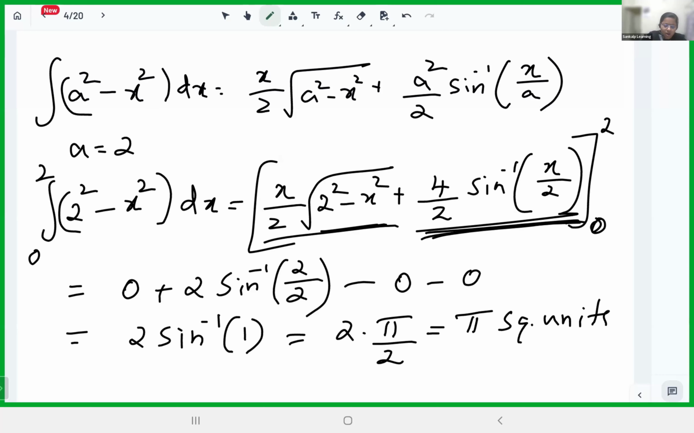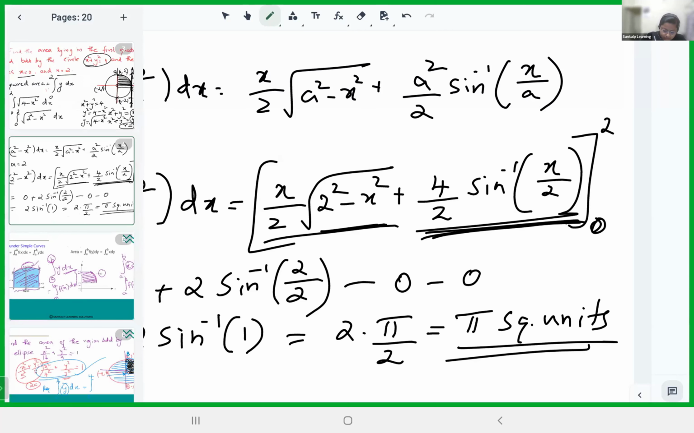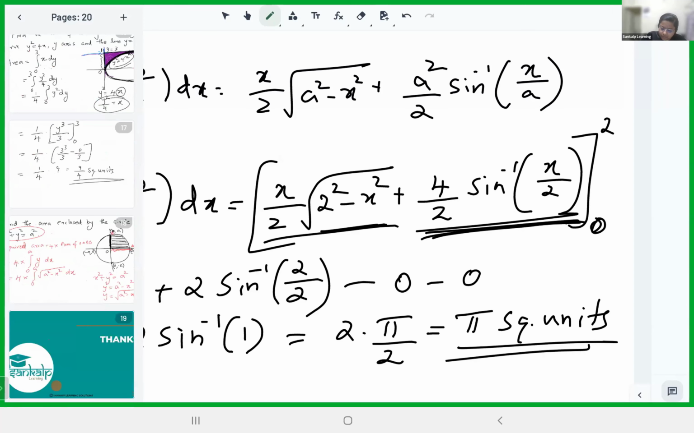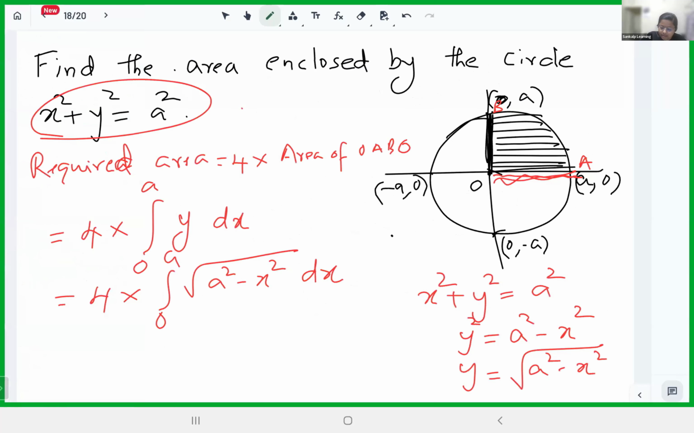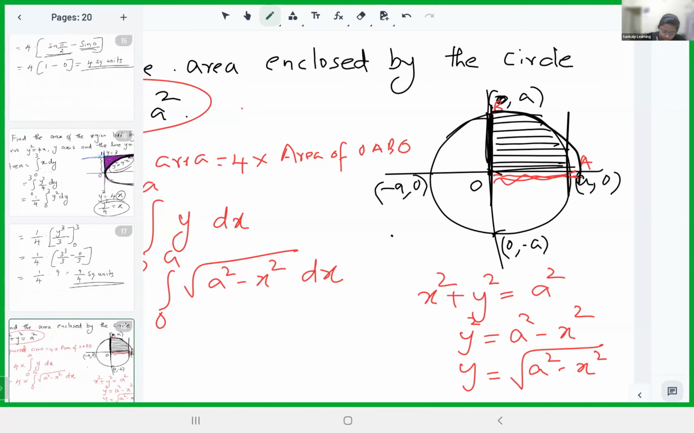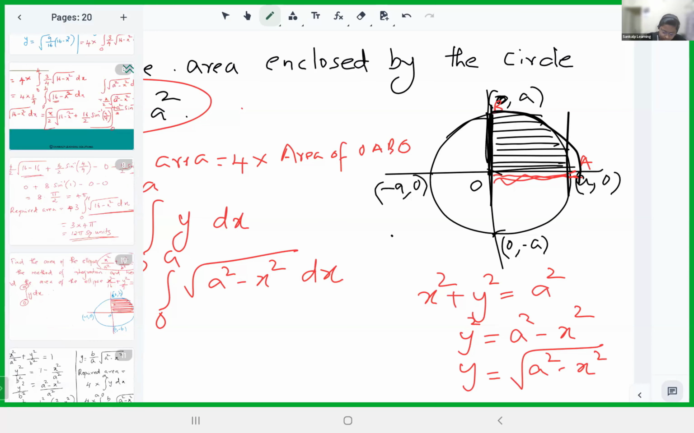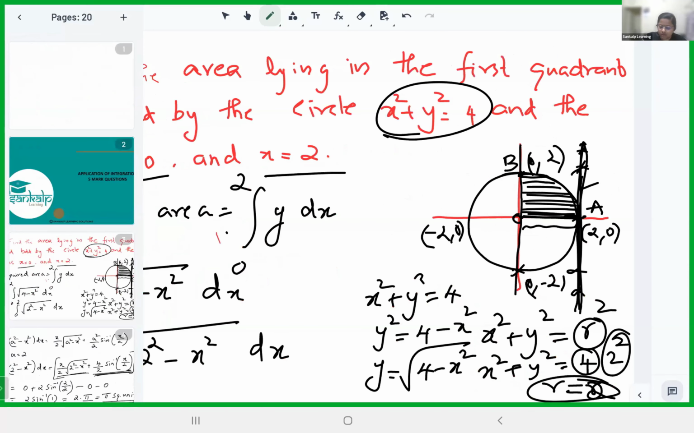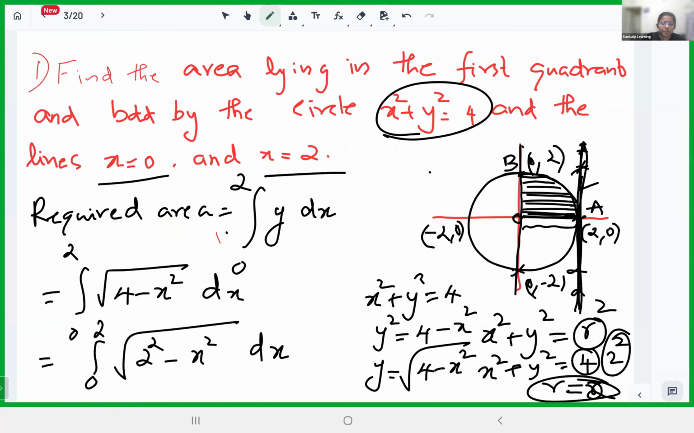So what is the area of that particular portion that lies in the first quadrant, but it is bounded by x equal to 0 and x equal to 2? I'm sorry, this is not a figure. So this is our figure, x equal to 0 and x equal to 2. It is nothing but pi square units. Okay.